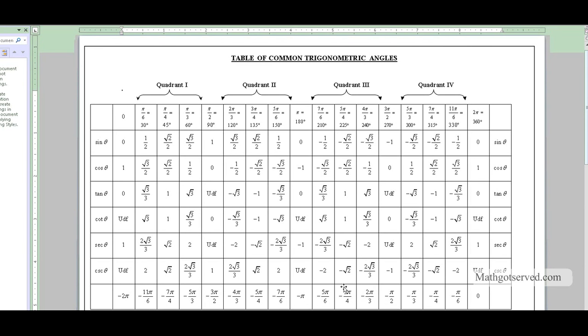So negative 3 pi over 4 is down here. Trace it up to cosine. Cosine is the second row. We see that it is negative root 2 over 2. That's the answer, negative root 2 over 2.